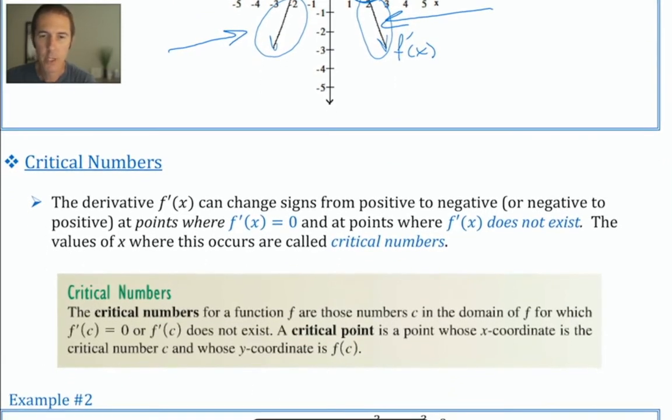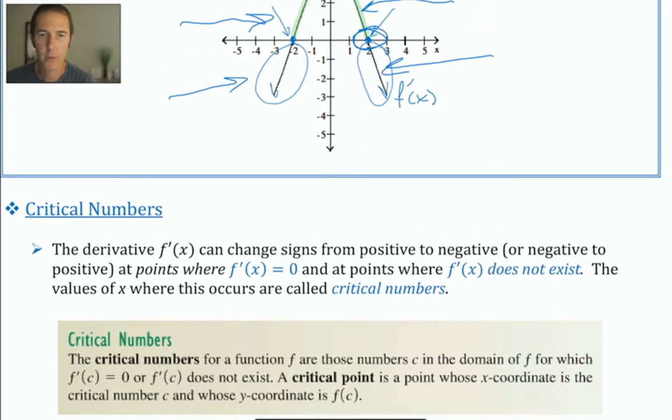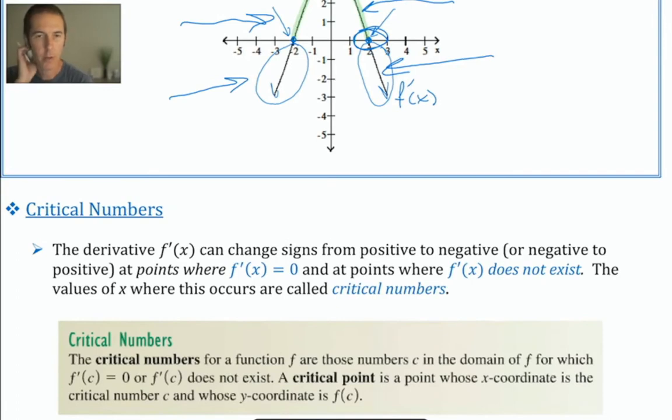So the derivative can change signs from positive to negative or negative to positive, and that happens at points where f prime of x is equal to 0, and sometimes where your first derivative does not exist. Maybe there's an asymptote there. And the values of x where that happens, those values are called critical numbers. So in the previous example that we saw, the critical numbers were x equals -2, and x equals +2.